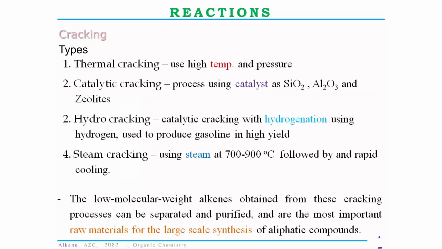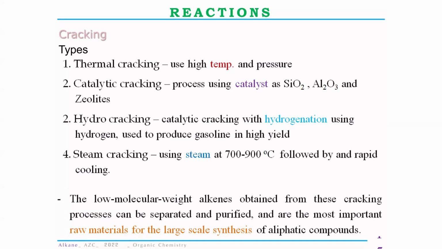So the next thing is, of course, let's look at the cracking itself. Under cracking, we have thermal cracking. In thermal cracking, we use high temperature and pressure. And then in catalytic cracking, the process uses catalysts. So it utilizes catalysts such as silicon oxides, aluminum oxides, and zeolites. So sorry, this is catalytic cracking.